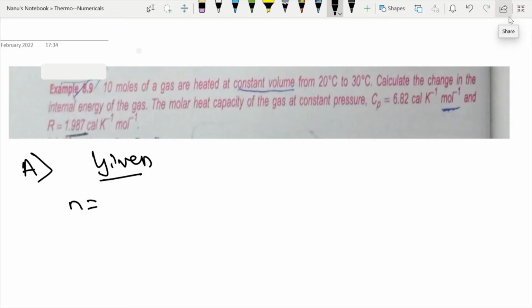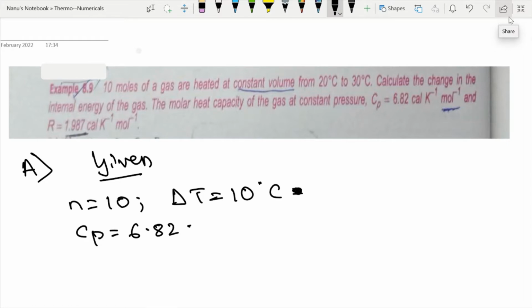Given is N equals 10, constant volume, temperature goes from 20 to 30, so del T will be 10 degrees Celsius or 10 Kelvin, because the change will be the same only. So let us write 10 degrees Celsius. There's no change in the units because we're just calculating the change in it. Calculate change in internal energy of the gas. Molar heat capacity of the gas, Cp is given. Let us just write it down, 6.82 calorie per Kelvin per mole.